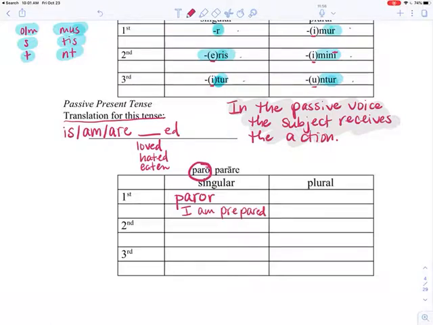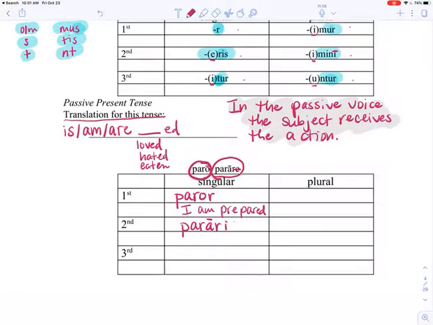Okay. Now for the rest of these, we are going to take our second principal part and we're going to drop the RE. Okay. So our stem is para. And then we're going to add ris. So we have pararis. And this should be you are prepared.